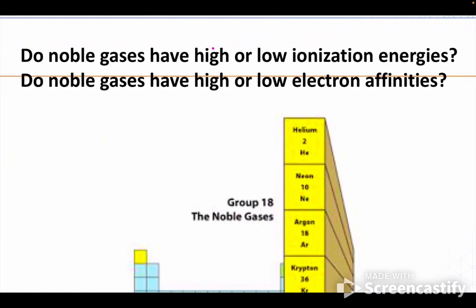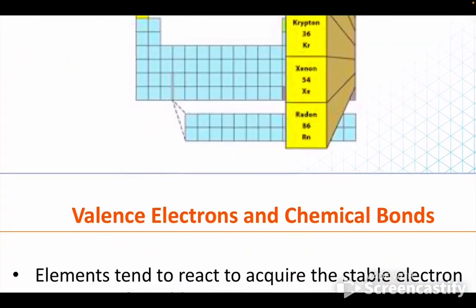So think about noble gases then. Do you think they have high or low ionization energies, and do they have high or low electron affinities? Noble gases are going to have really high ionization energy. It's nearly impossible to remove an electron because they're already very stable. And they have low electron affinities. Again, they have no interest in gaining an electron because they already have the octet that they need.